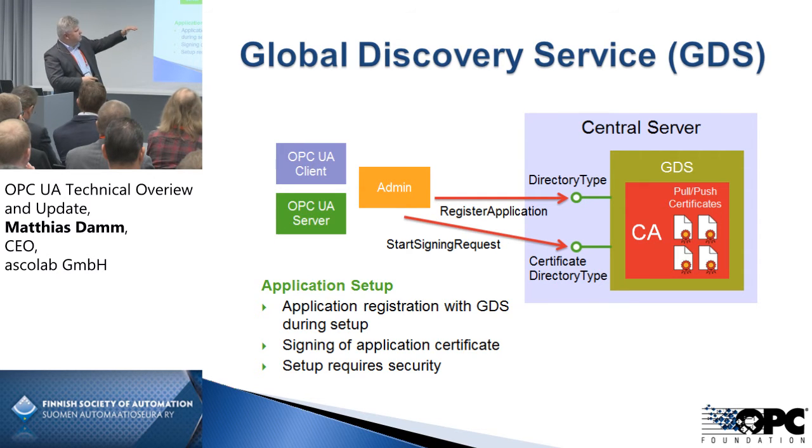So this GDS has two interfaces. One is called directory type. It's used to register applications and to query for servers. So it's a discovery functionality. And then there's a certificate directory type that provides all the certificate management functionality. The initial setup of an OPC UA application normally requires some administrative rights. And so this administrative tool or application can then register the application with the GDS and can request certificates, or at least send a signing request to the CA. So the CA then creates a signed public key for the application. So this is the initial setup of applications.